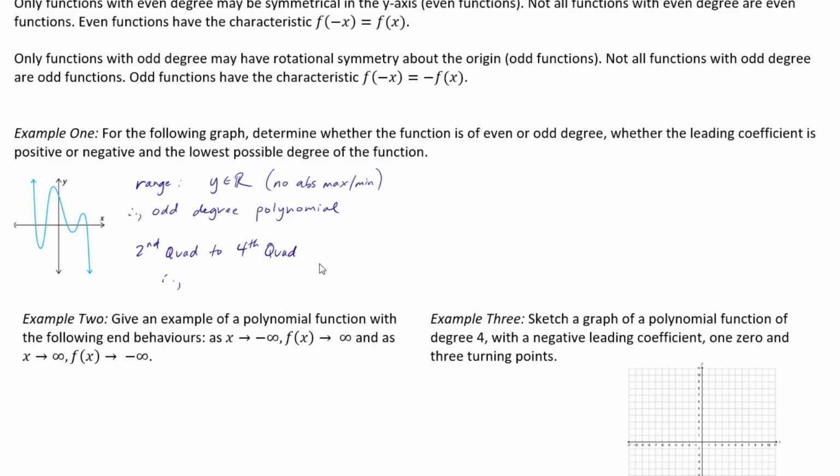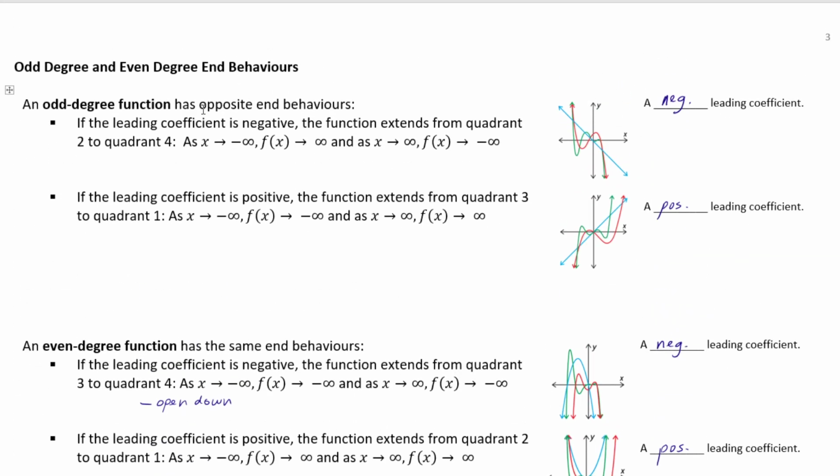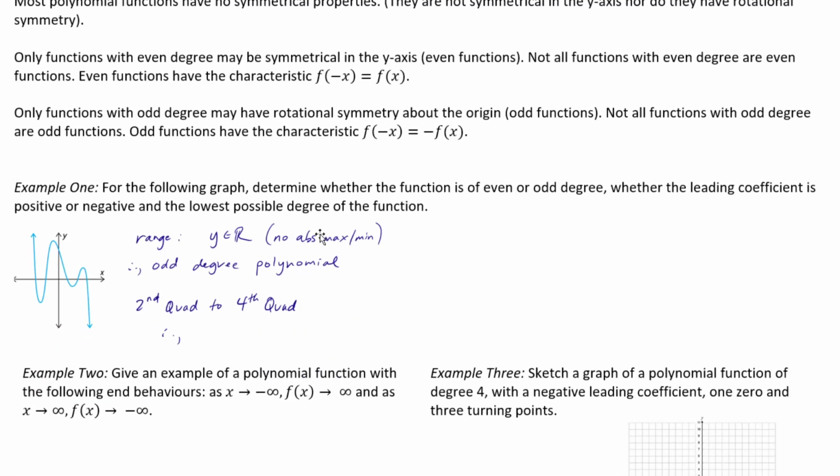So that tells me something about its leading coefficient. If we look up here, let's go back to our notes. If it goes from second quadrant to fourth, it should have a negative leading coefficient. So therefore, it should have a negative leading coefficient.